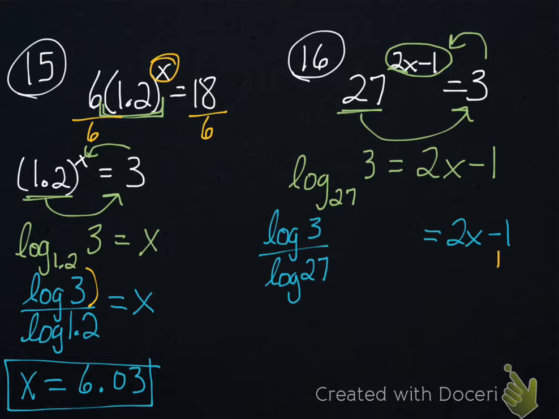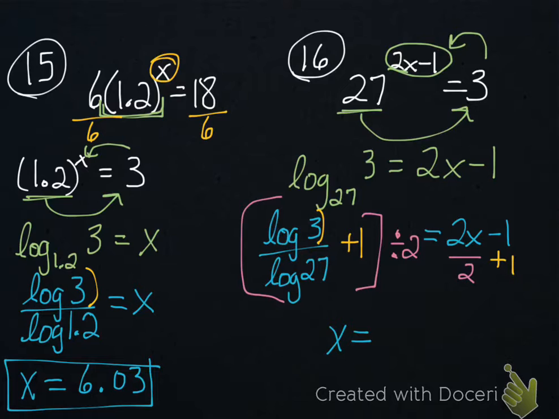What are we going to do with the minus 1? Yep, we're going to add 1. And then, what will we do with the 2? Yes, we would divide by the 2. So we would divide both sides by 2. So in my calculator, I would punch in log 3, close the parenthesis, divided by log 27, enter, add 1, enter, divide by 2. X would then equal 2/3 or 0.67.